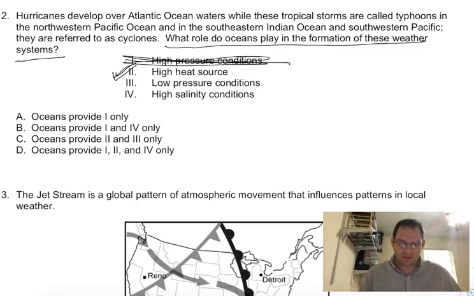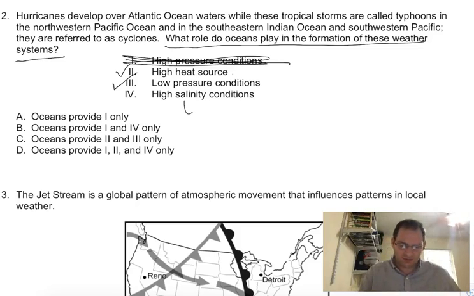That does not look great. Let's redo that. All right, they need low pressure conditions. Yeah, remember, low, lousy weather. I mean, it's not sunny outside when it has a hurricane, so we need that low, lousy weather. Low pressure, yes. And high salinity conditions.